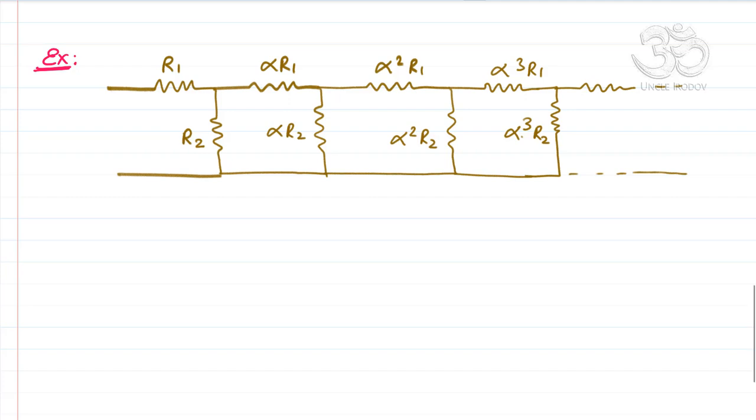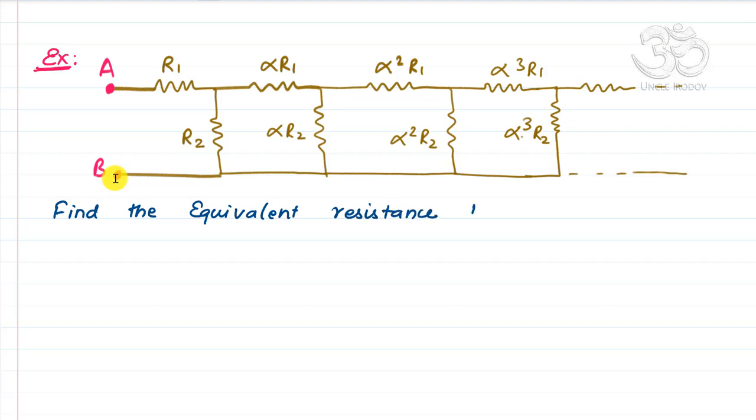And this is an infinite ladder, and there's one initial point A on the top left hand side and B at the bottom left hand side, and the job is to find the equivalent resistance between A and B. Wow.